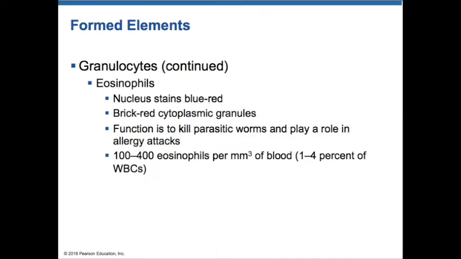The next type of leukocyte that we're going to be talking about are eosinophils. Now the normal ranges, the normal values of eosinophils are going to be anywhere between 100 and 400 eosinophils per cubic millimeter of blood. Now what is going to be the function of eosinophils? Eosinophils' function is going to be to kill parasitic worms. And they will also play a role in allergic attacks.